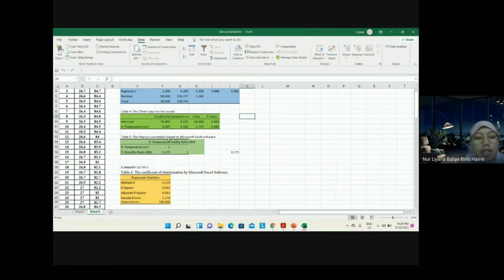For Pearson correlation, we use correlation data analysis, or we can use the Pearson formula.